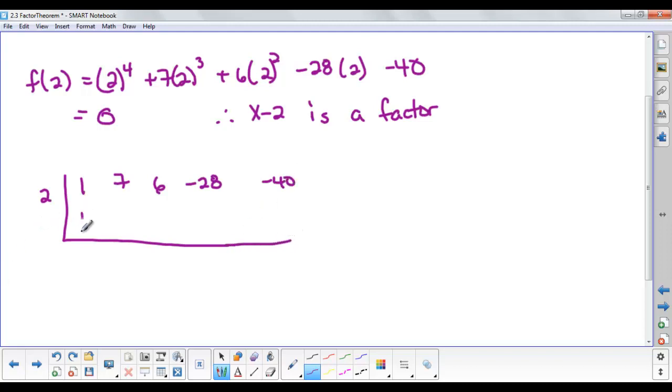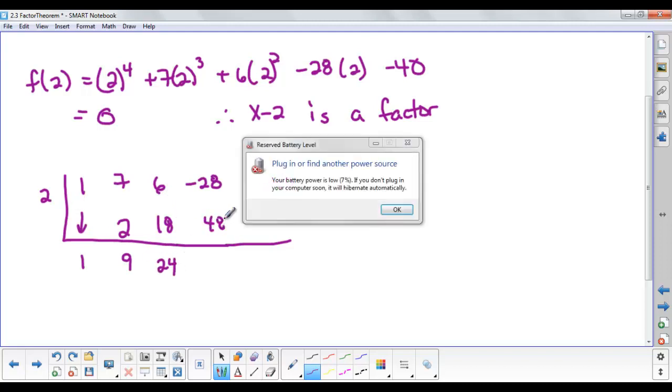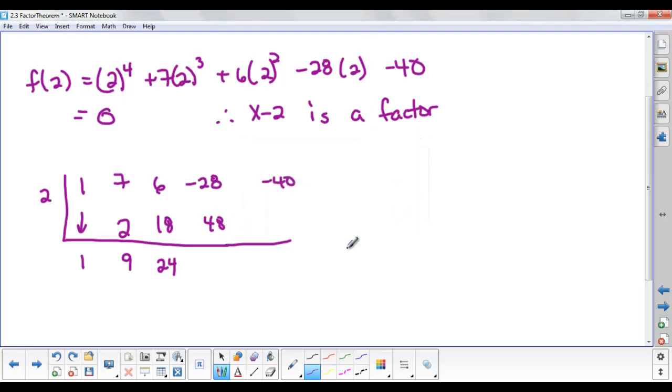So let's drop down that first term and multiply. Add them up. 9 times 2 gives me 18. Add them up. 24 times 2 gives me 48. Add them up. 20 times 2 gives me 40, and we finally end up with a remainder of 0. So we know we did a good job.